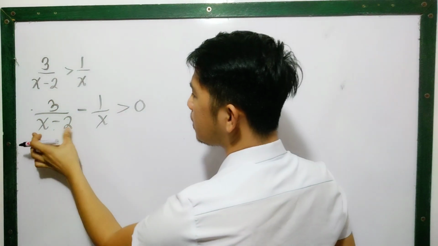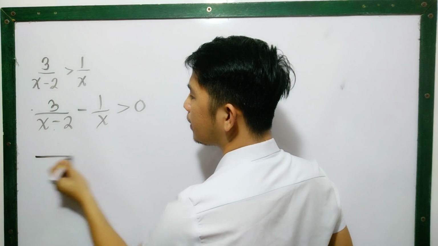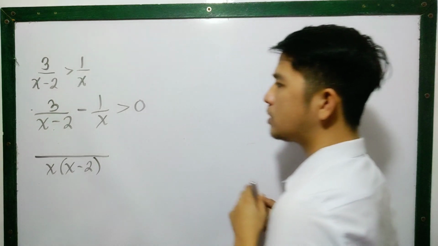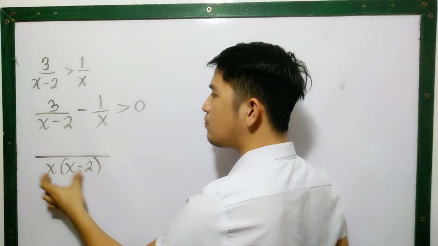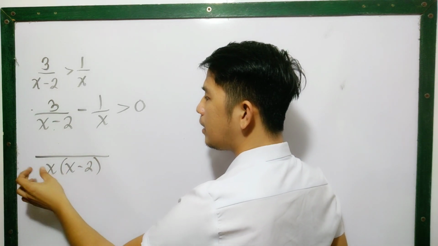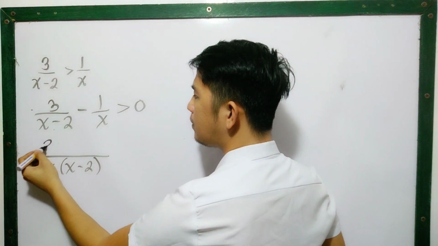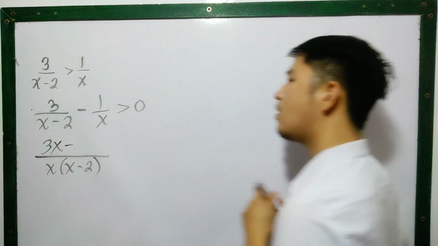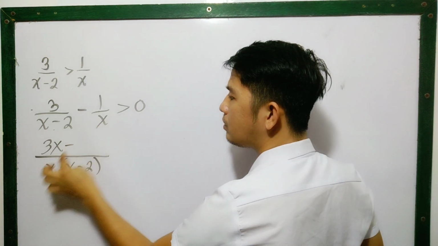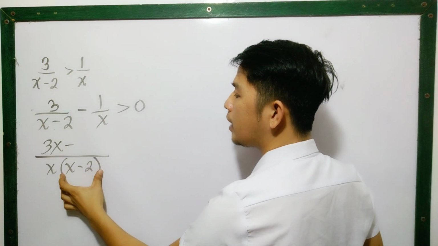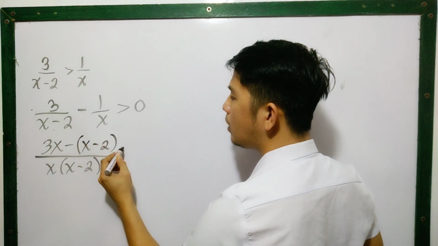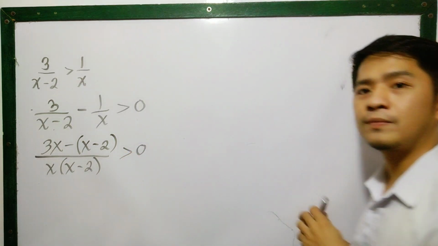Let us combine. The LCD of these two, let us put them together, is x times x minus 2. So, the LCD divided by the x minus 2, the x minus 2 cancels, leaving x. Then, x times 3, that is 3x. Minus, okay. Here, I divide, the same thing cancels, leaving x minus 2. And x minus 2 times 1 is still x minus 2, greater than 0.